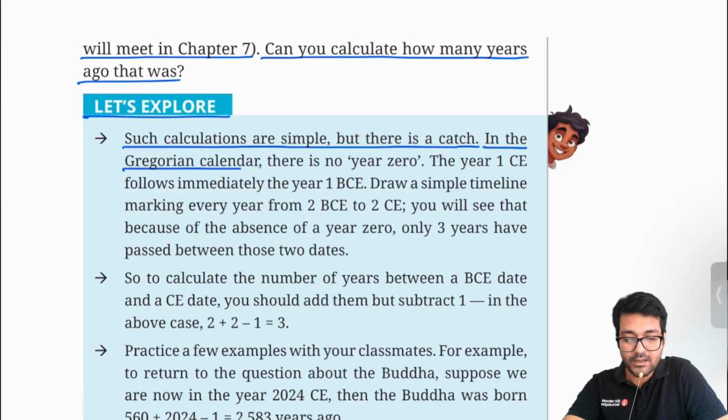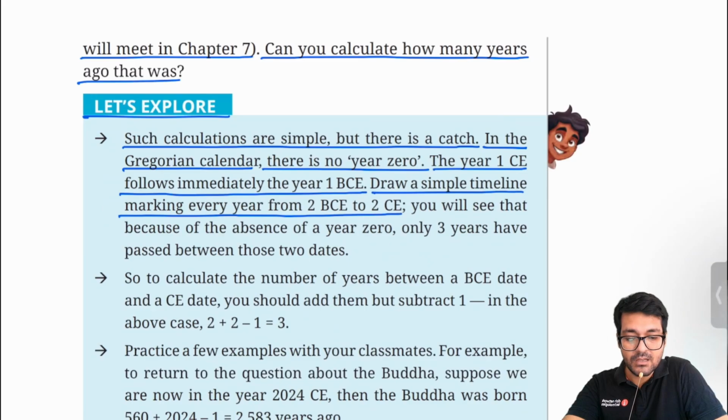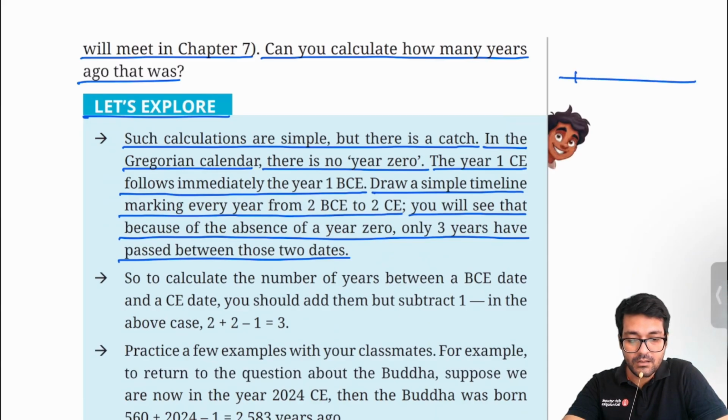In the Gregorian calendar, there is no year 0. The year 1 CE follows immediately the year 1 BCE. Draw a simple timeline marking every year from 2 BCE to 2 CE. You will see that because of the absence of a year 0, only 3 years have passed between those two dates. On a number line between -2 and 2, there is a gap of 4: 1, 2, 3, 4.